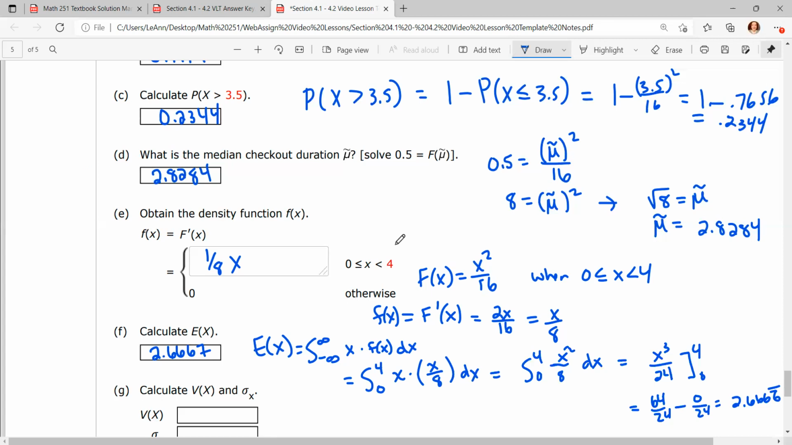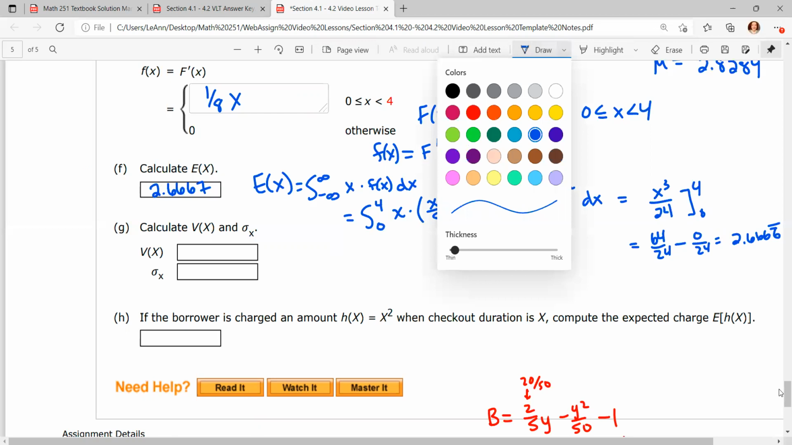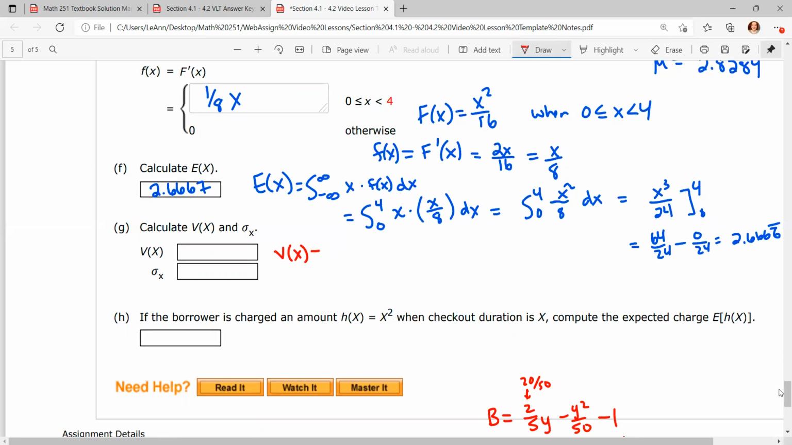Now, the next piece asks us to calculate the variance and the standard deviation. For variance, you can use the shortcut formula as long as you know your other piece. Now, we don't know the other piece yet. The shortcut formula is variance of x equals E of x squared minus E of x, squared. So the expected value of x squared minus the square of the expected value of x. We have the expected value of x. We don't have the expected value of x squared yet, but that's really simple to find.